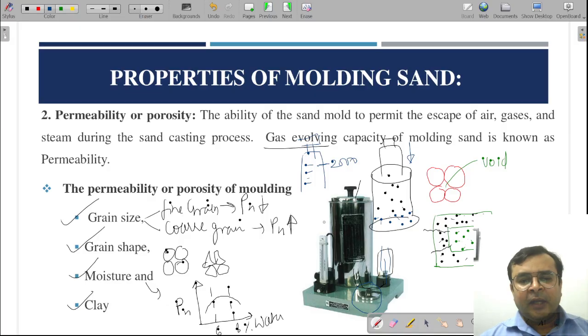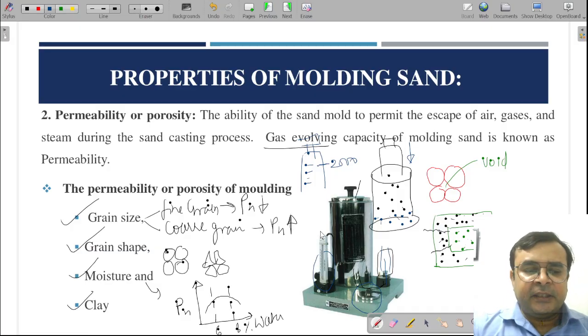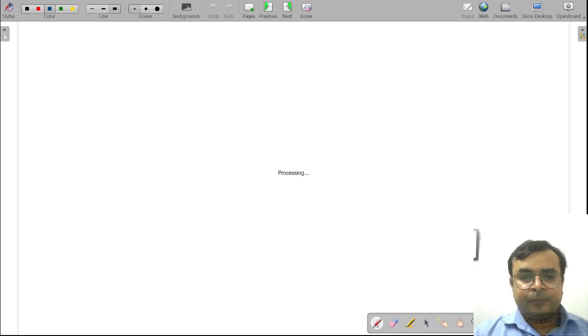Of course, when this container is moving down, the pressure also increases slightly, and that pressure is measured with the help of this manometer. So you just need to measure the time as well as the pressure, and once you measure them, you put these values in this standard formula and you will get the permeability number.